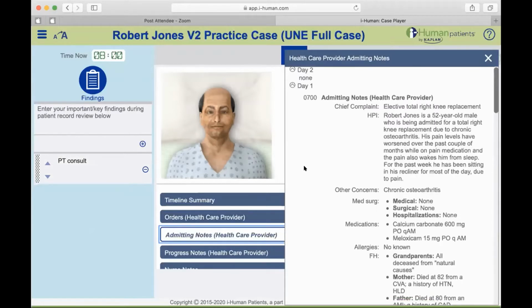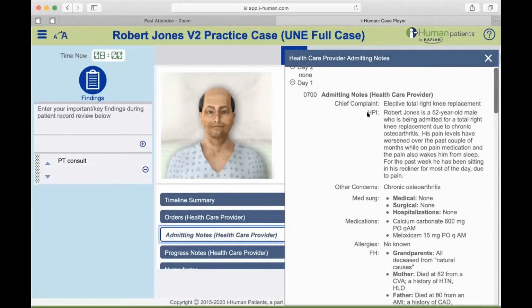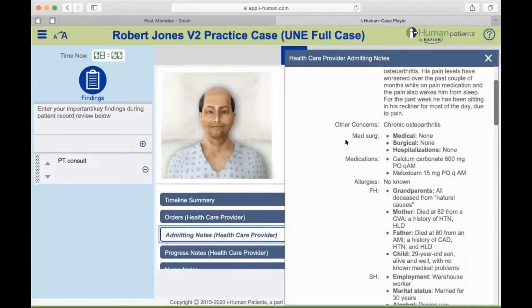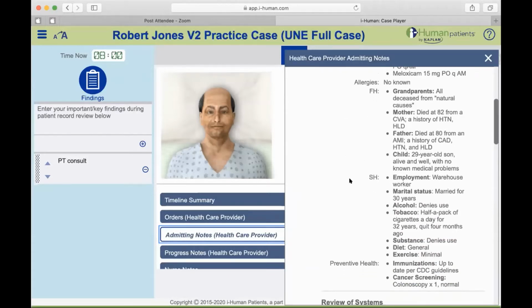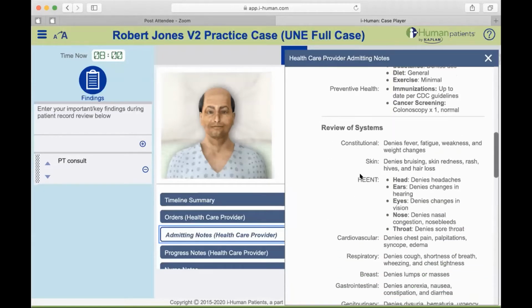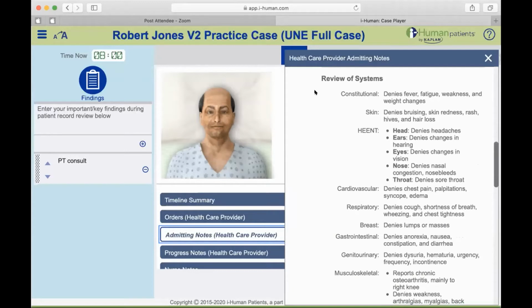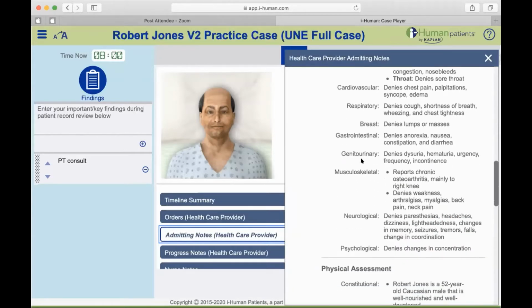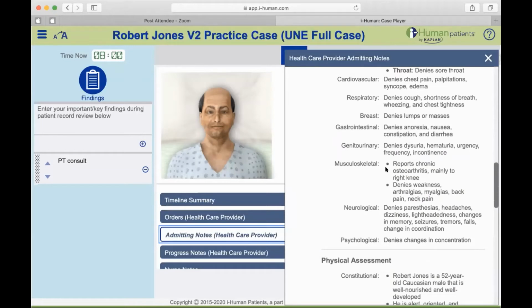With the admitting note, chief complaint, history of present illness, why is Robert getting this knee surgery? Med-surg history, home medications, allergies, family history, social history. Dr. Smiley did a review of systems with Robert. So looking at past medical history and what brought him here. So notice that he has chronic osteoarthritis, mainly to the right knee. So let's add that.